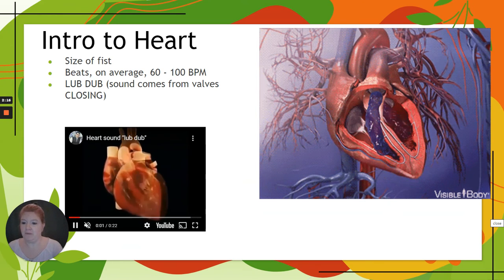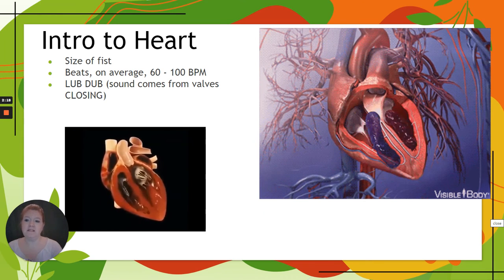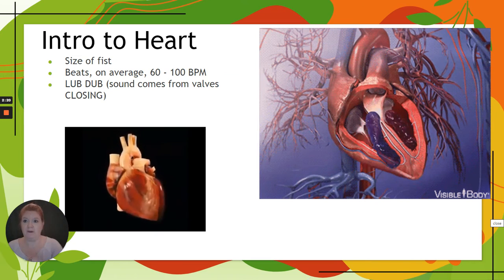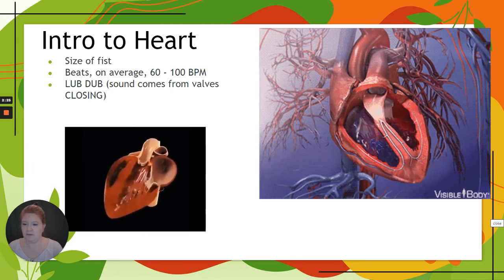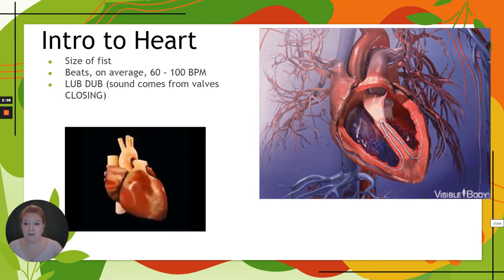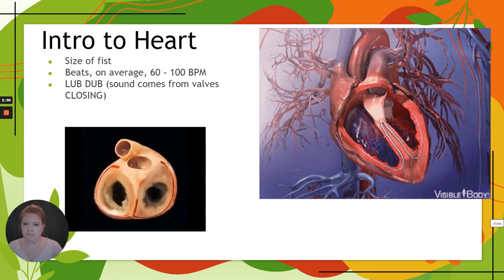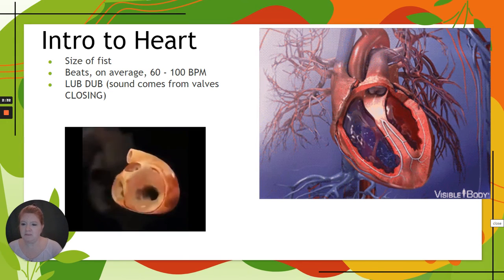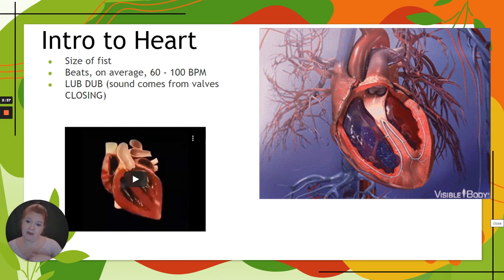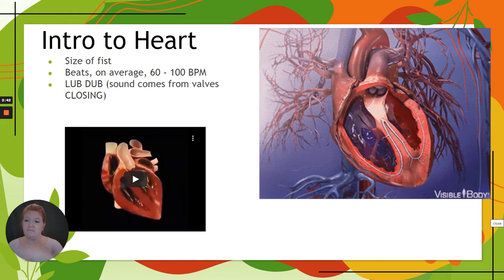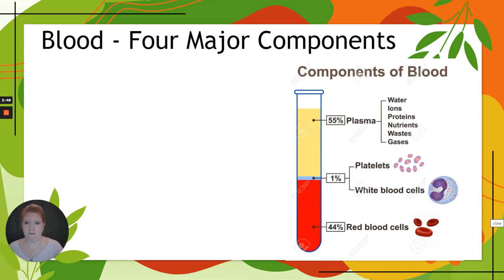So a little bit about the heart, okay? The heart is about the size of your fist, okay? It beats on average 60 to 100 beats per minute. It makes the sound lub-dub, lub-dub, lub-dub. And that lub-dub sound comes from the valves closing. So you have valves between the atria and the ventricles, and you have valves between the ventricles and the vessels that come out of them. And as those valves close, they create the sound lub-dub.